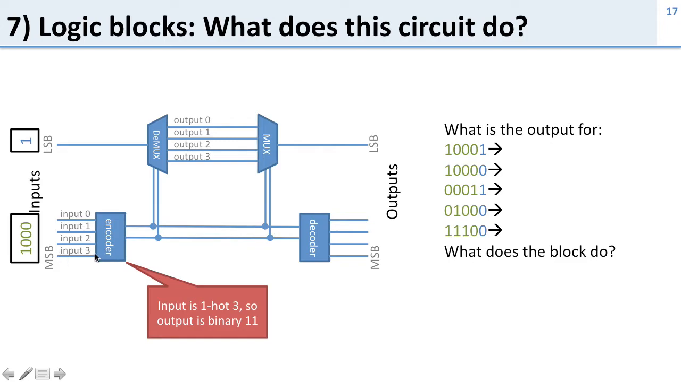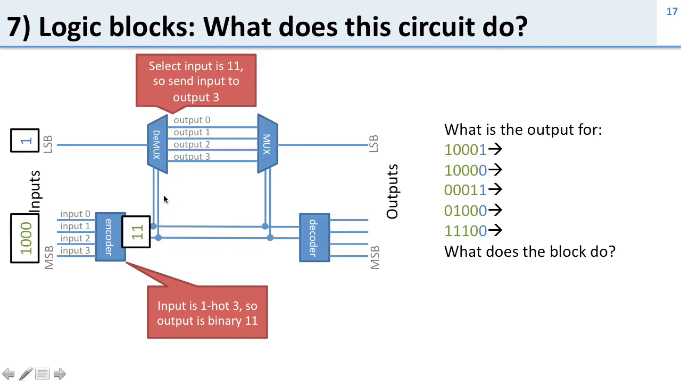So the encoder is going to take that 1-hot value 3 and convert it into a binary 3, or 1, 1. So now I've got 1, 1 on this output here. What's the demux going to do? Well, it takes its select, this 1, 1 or binary 3, so it's going to take its input and send it to output 3. So it's going to send the input through to the output here, and we're going to get a 1 going through on this wire.